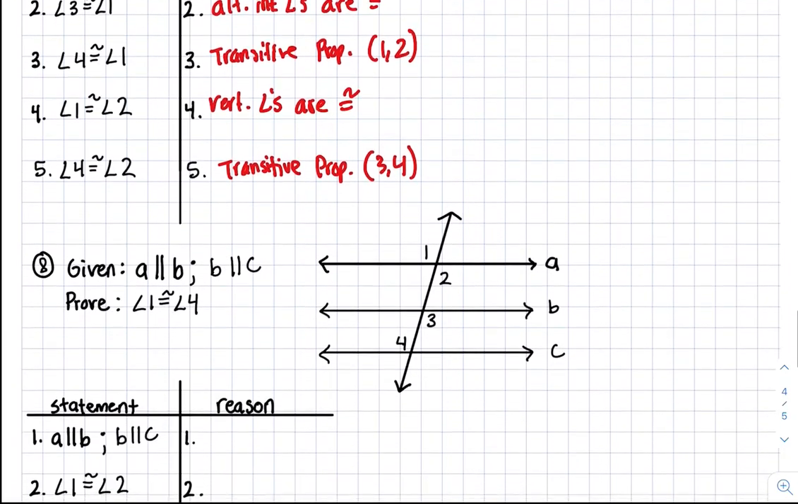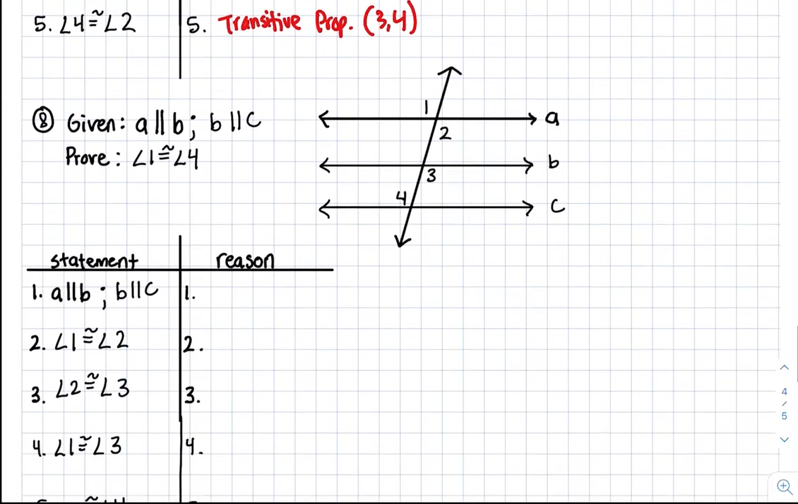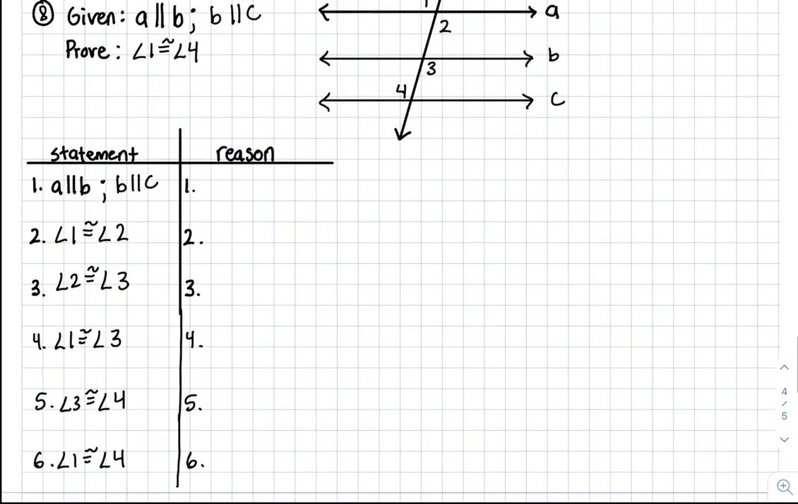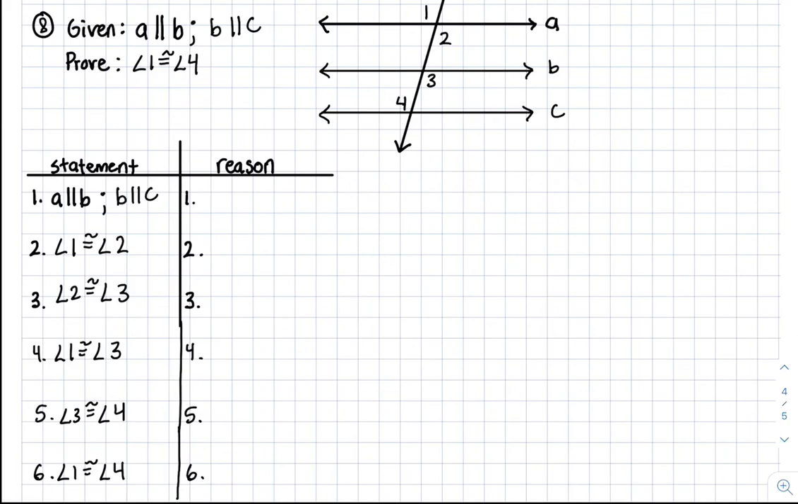Okay, last one. Okay, so A is parallel to B and B is parallel to C. Why? Because that's given. Now it says angle 1 is congruent to angle 2. Why? Angle 1 and 2, those are vertical angles. And you guys know vertical angles are congruent. Next, it says angle 2 is congruent to angle 3. Why? Because those angles, angle 2 and 3, they're corresponding angles. And you guys know corresponding angles are congruent.